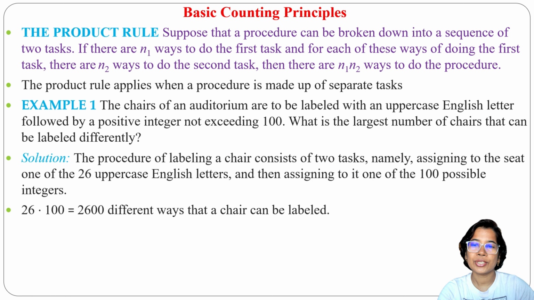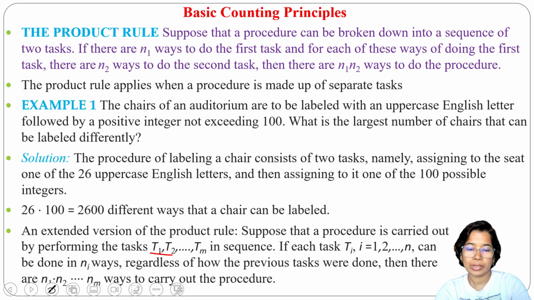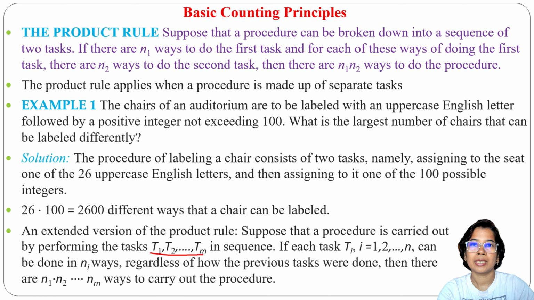Now the extended version of the product rule. Here we just used two tasks. Suppose there are multiple tasks. Let them be T1, T2 till Tm, and each task Ti can be done in Ni ways. Then in total N1 multiplied by N2 multiplied till Nm ways we can do the procedure. Suppose T1 can be done in N1 ways, T2 in N2 ways, Tm in Nm ways. We can multiply all the ways and we get how many ways we can do the total procedure.